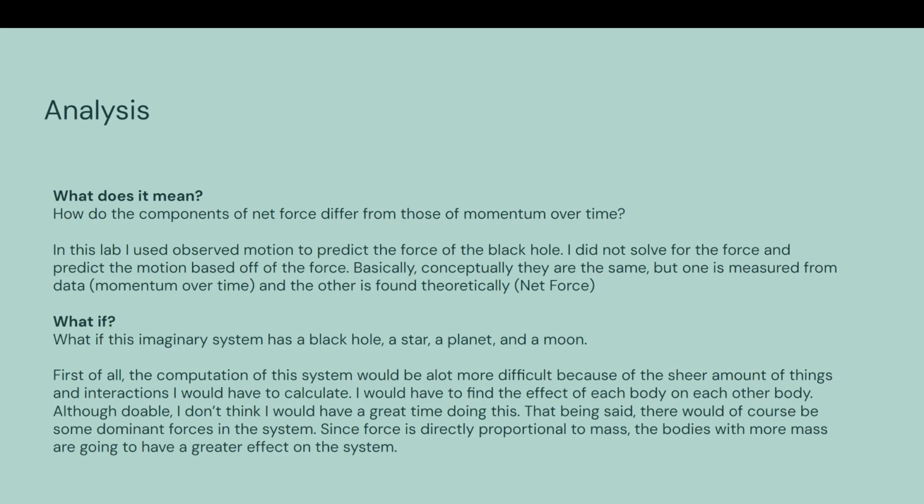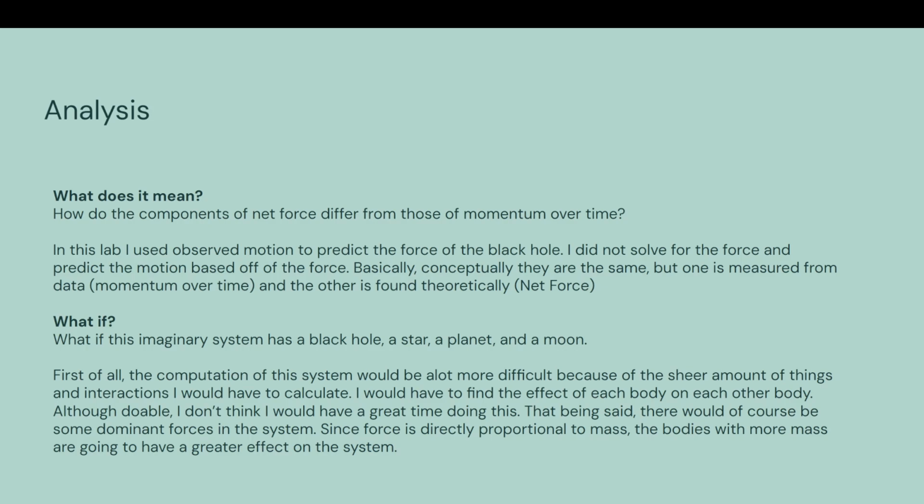I did not solve for the force and then predict motion based off the force, and that's the difference between the two. As for our what-if question, what if this imaginary system has a black hole, a star, a planet, and a moon? First of all, I have to say that this would be quite challenging. There would be a lot more variables, a lot more things to add up, and honestly, that would not be fun. But you know, maybe we'll do it.